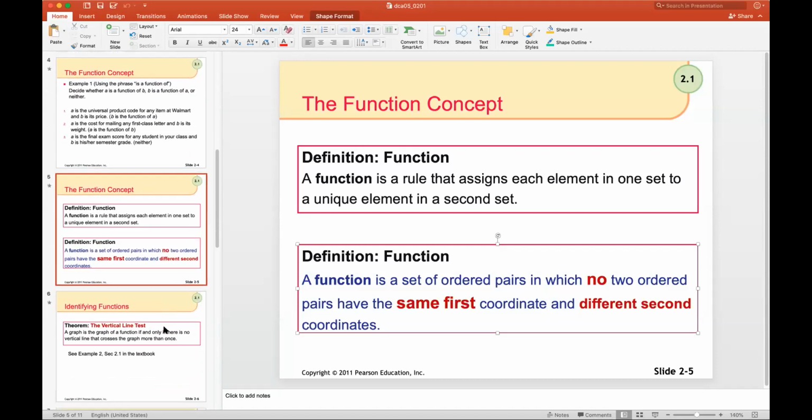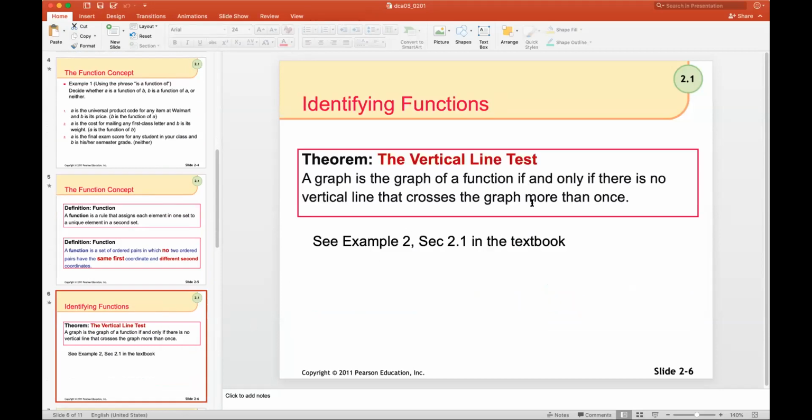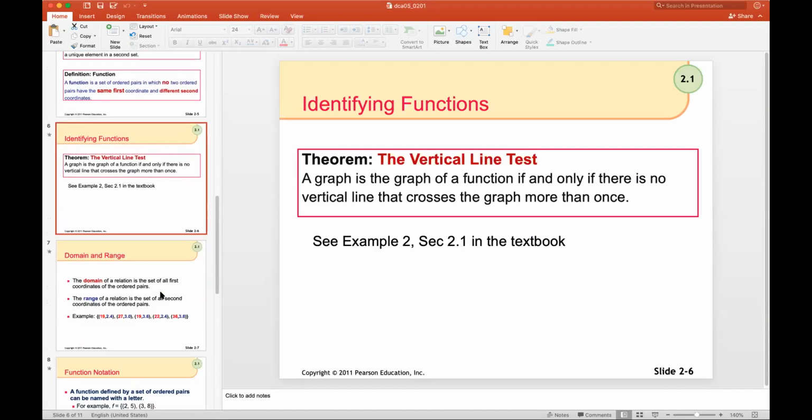What if a problem gives you a graph and asks whether it is the graph of a function? Then we use the vertical line test. Just draw a vertical line, and if the vertical line meets the graph more than once, then it's not a graph of a function. A popular example is the circle: a vertical line can meet a circle more than once, so a circle is not the graph of a function. Keep that in mind.